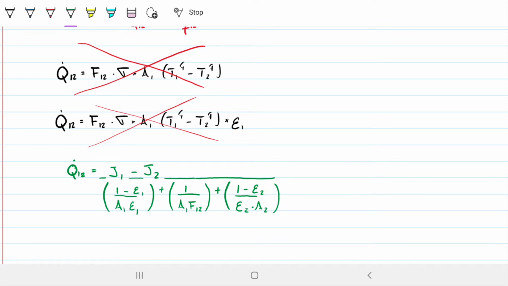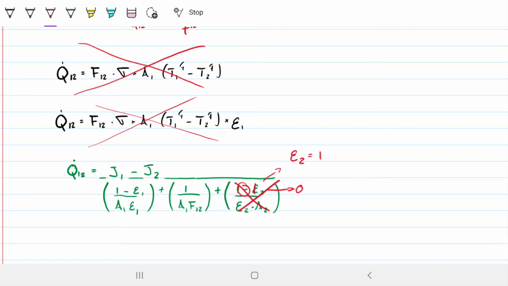Radiosity you can easily transform into just Stefan-Boltzmann times the temperature to the fourth. And the other thing here that we can simplify is this guy here, right? Because they say quite clearly that the emissivity of surface 2 is 1. And you know that if this is 1, then this thing here is 0. If this thing goes to 0, then the whole thing goes to 0, right?